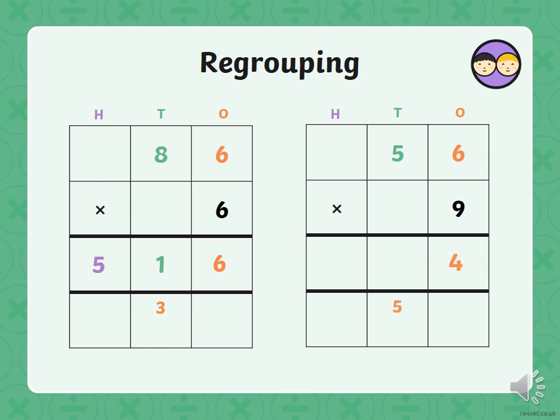Okay. And now 6 times 9 is 54. We put the 4 in the ones column and carry the 5 over to the tens column. 5 times 9 is 45, plus the 5 that's been carried over is 50. So your answer is 504.